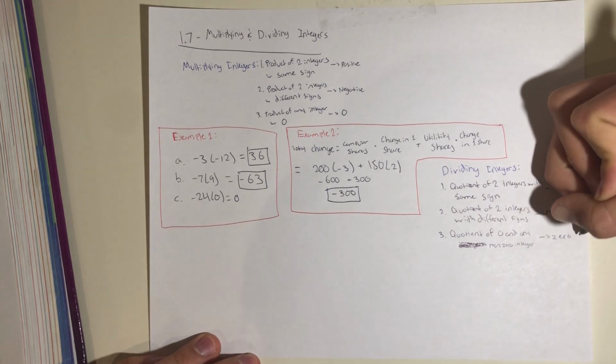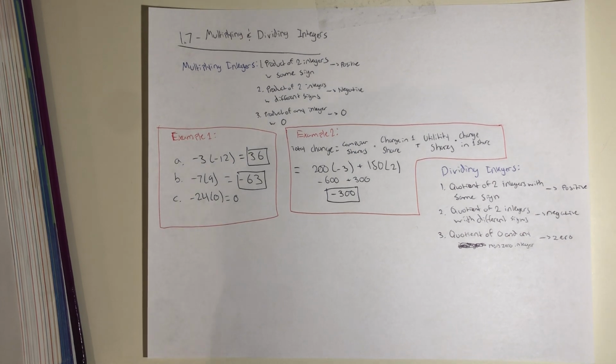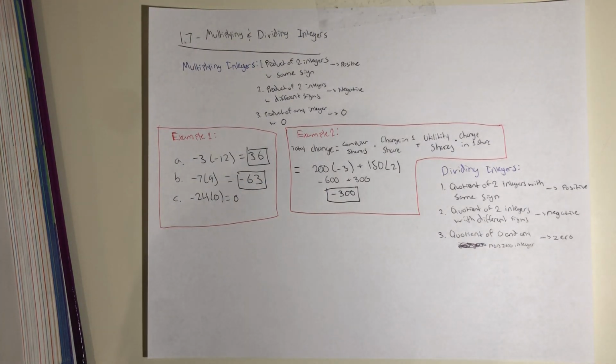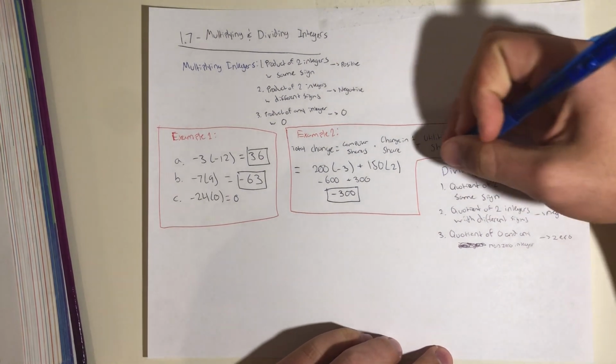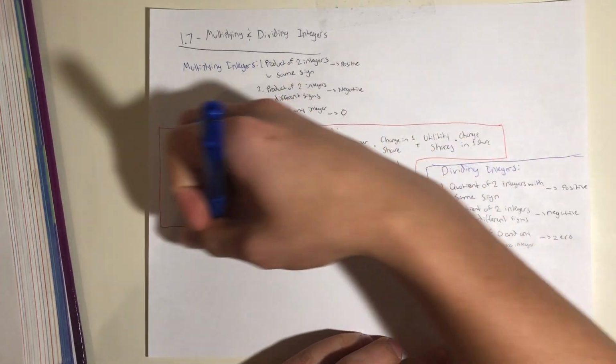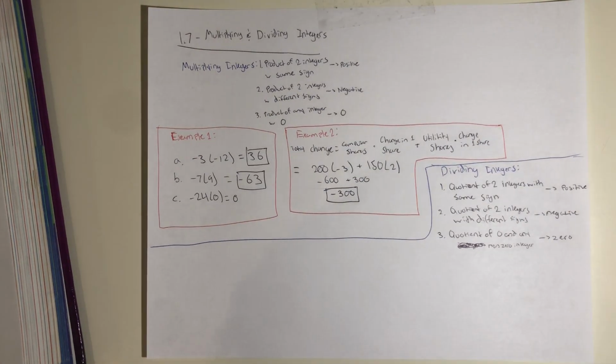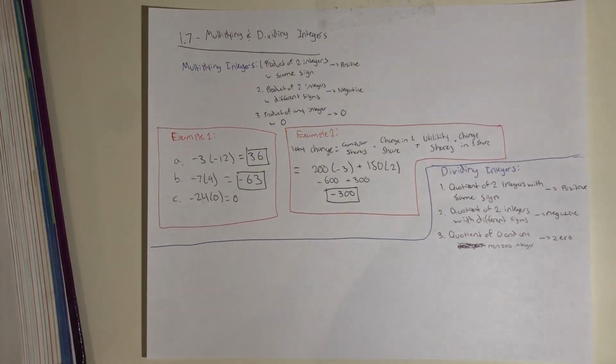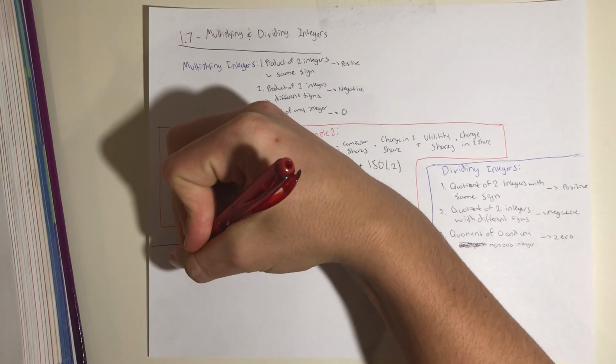Because if you divide 0 by 100, what's 0 divided by 100? If you have 0 cookies and you have to divide them among friends, how many cookies does each friend get? 0. Okay, so this brings us to example 3. If we divide the page between dividing and multiplying integers, this would be it. Everything from here on is dividing integers.